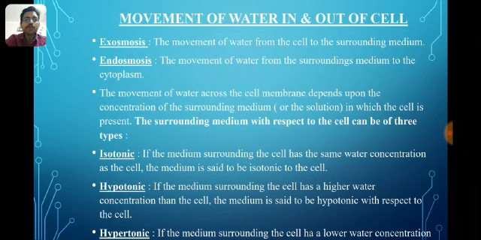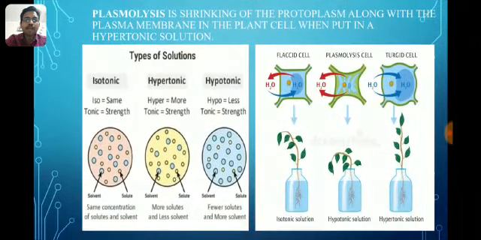The third type of solution is hypertonic. Hyper means more, tonic means concentration. This is a highly concentrated solution which has less quantity of water in it. So if the medium surrounding the cell has lower water concentration than the cell, then what would happen? The water will move out of the cell. As the water starts moving out of the cell, the contents of the cell will shrink, and this process is called plasmolysis.